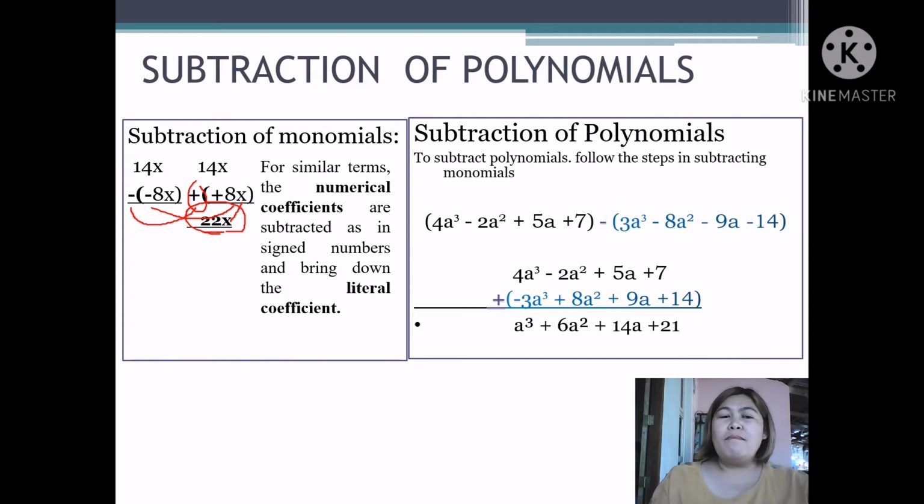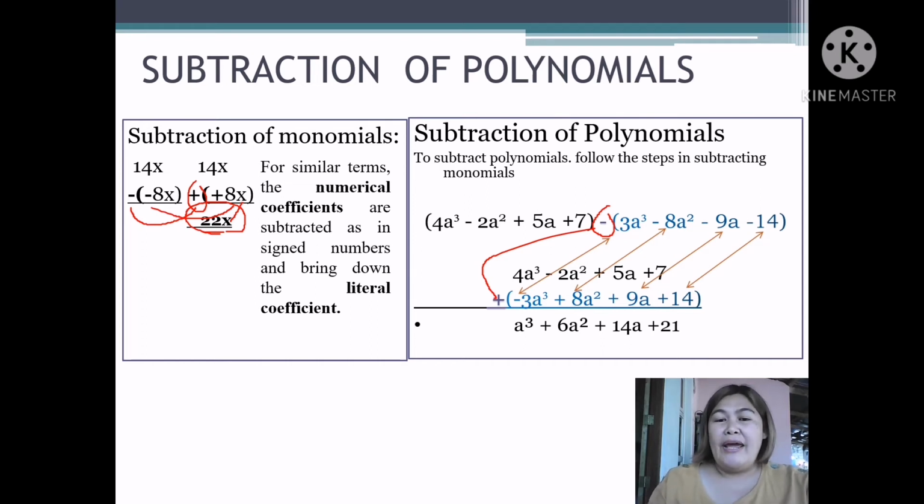If we go back to the rule for monomials, we will change the minus sign into a plus sign, and then positive 3a cubed we will make negative 3a cubed, and negative 8a squared becomes positive 8a squared, and then negative 9a becomes positive 9a, and then negative 14 becomes positive 14. So now we can go with the solution.